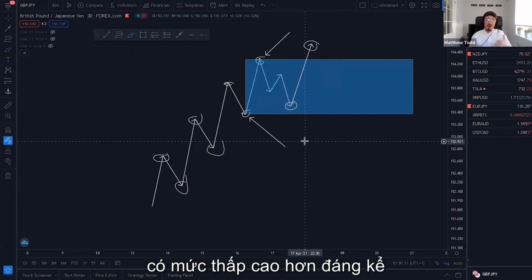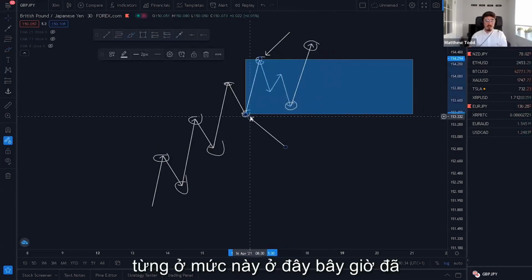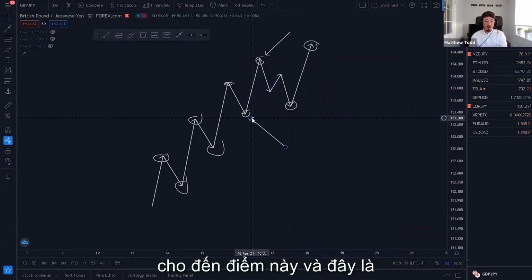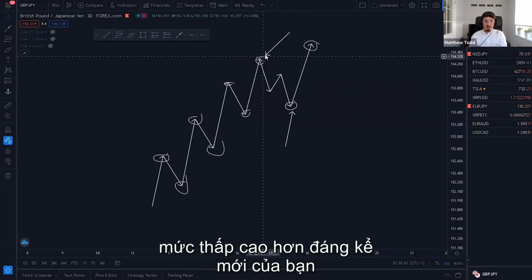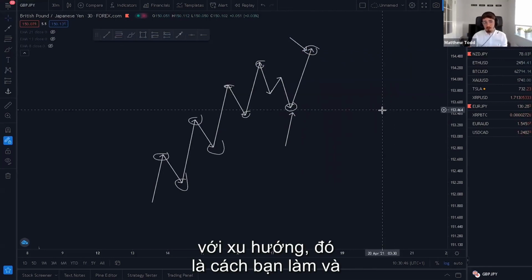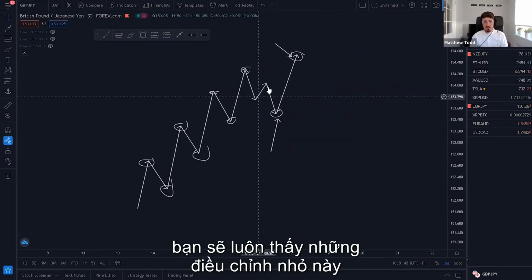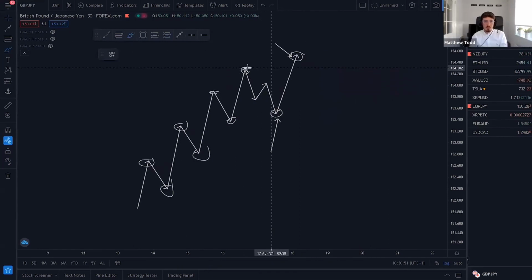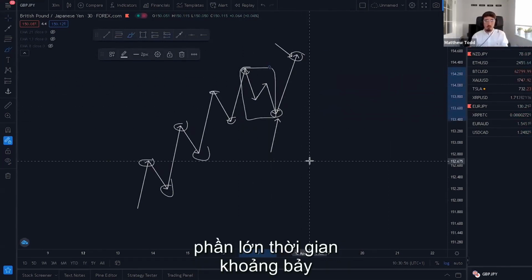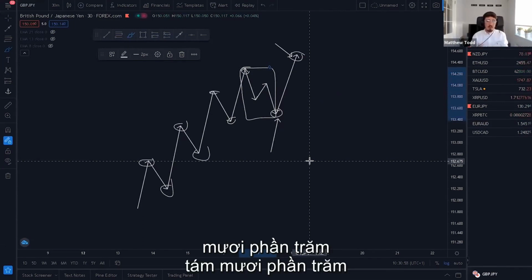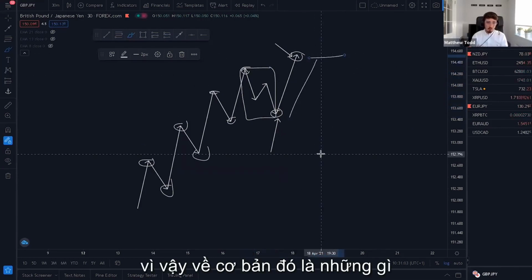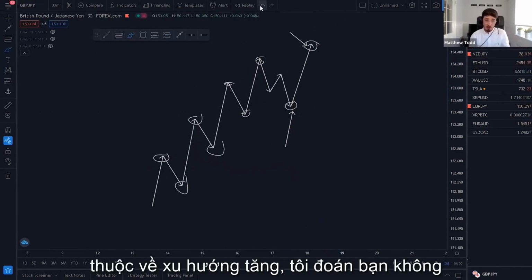So your last significant high or low, that was once at this level here, has now moved over. All right? It's now shifted over to this point. And this is your new last significant high or low, and this is your new higher high. And that's how you work the trend. Okay, that's how you do it. And you'll always see these little corrections in here. A lot of people are going to see it and focus on, okay, this is the transition, this is the trend flipping. It's not. Okay, the majority of the time, 70%, 80% of the time, it's not the case. What's going to happen is we're going to continue to push up. Okay, so that's basically your uptrend.